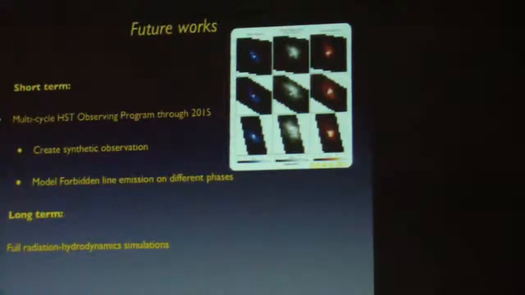Are you sure that the wind is spherical? Sorry? Is the wind that underlies this spherical? In the simulation or in general? In the simulations. In the simulation, the wind is launched as a beta law with beta equal to 1, so it is an acceleration, and then it creates that profile and goes down roughly as 1 over r squared. So it's spherical, yes.